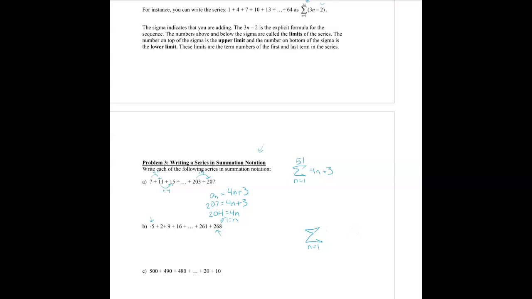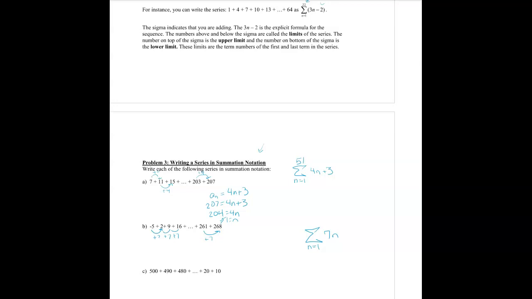Alright, so let's start with the explicit formula. That way I can go ahead and plug that in. So what am I doing to get from -5 to 2? Well, I'm adding 7. 2 to 9, adding 7. 9 to 16, adding 7. 261 to 268, still adding 7. So I know that I'm going to have a 7 in there, because I'm adding 7 over and over and over again, which just turns into multiplication.